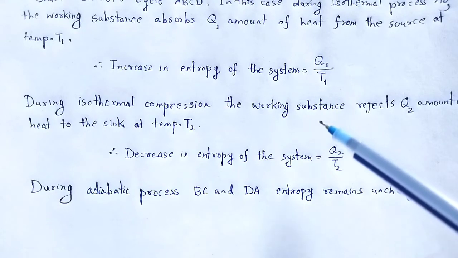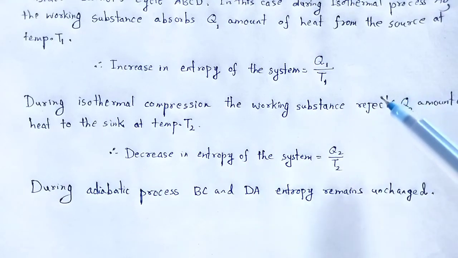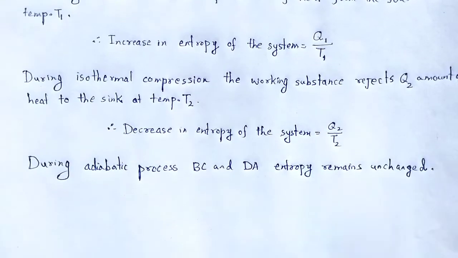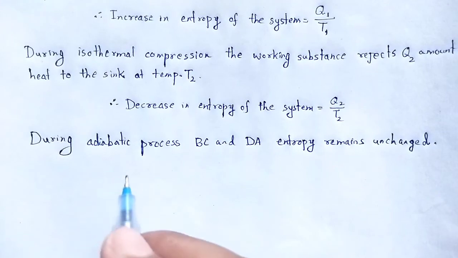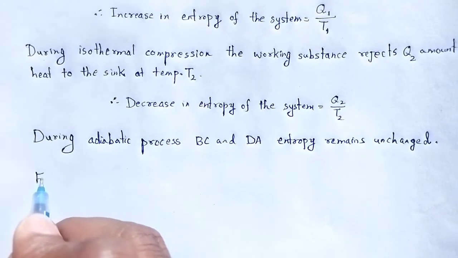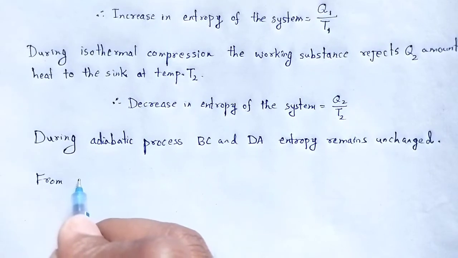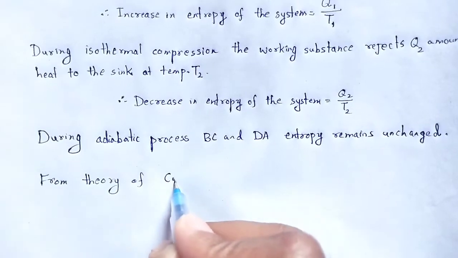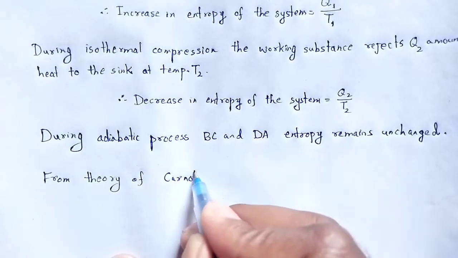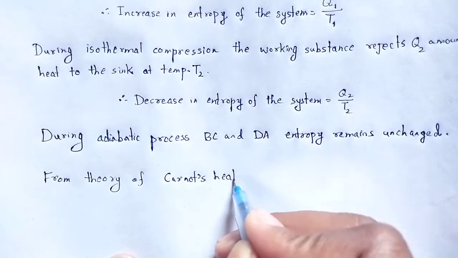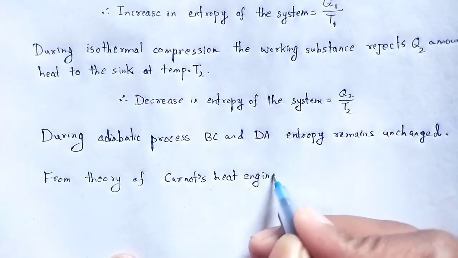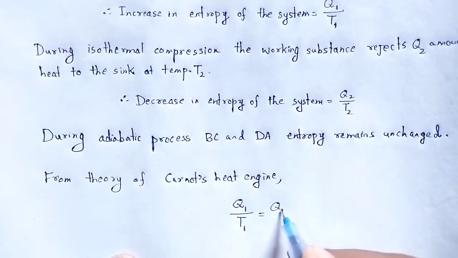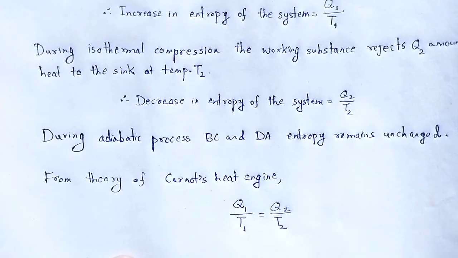So from the theory of Carnot's heat engine, Q1 by T1 is the same as Q2 by T2.